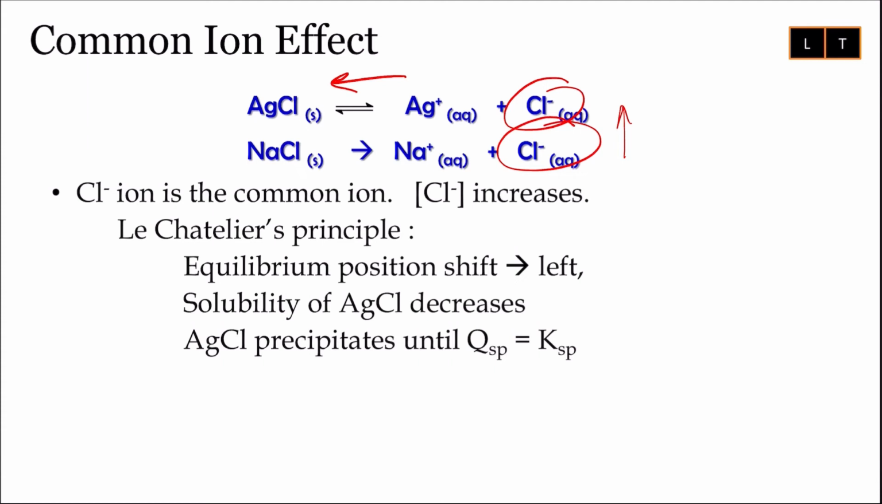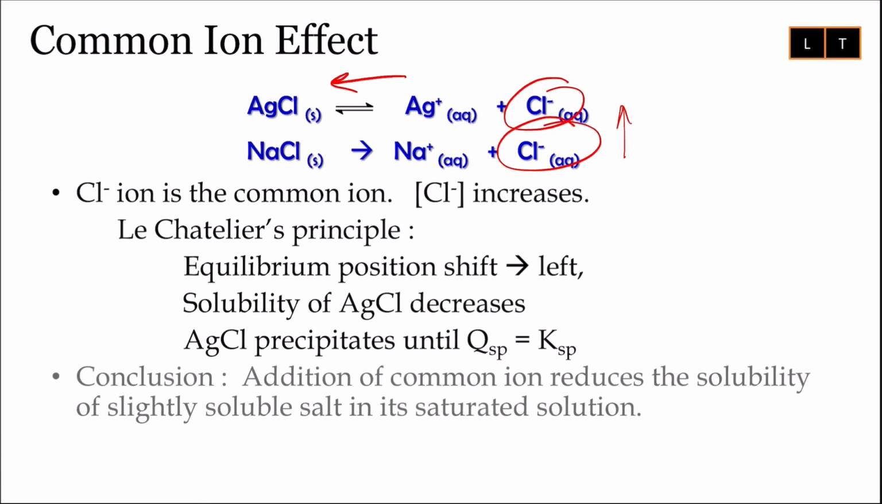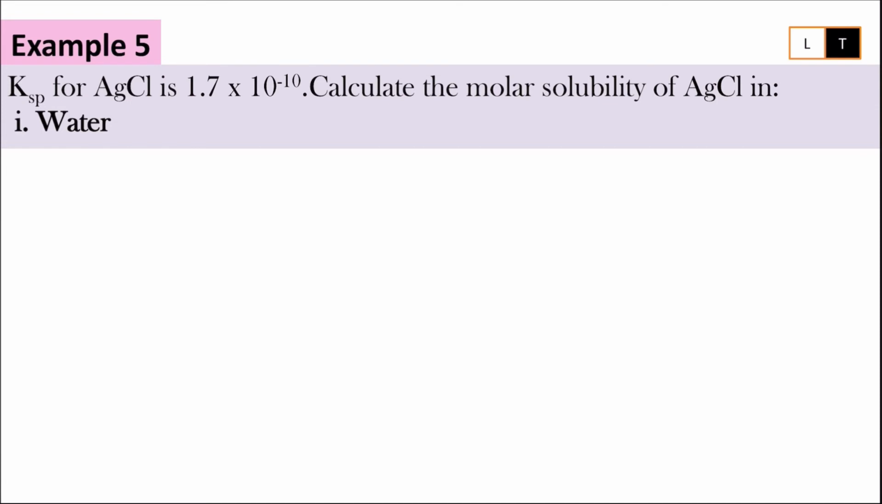So inilah yang saya mention tadi, conclusion that we can make that when you add more common ion, it will reduce the solubility of soluble salt in its saturated solution. So let's try one example, kita nak calculate solubility. So dalam kes ini dia minta awak calculate molar solubility of AgCl dalam water.